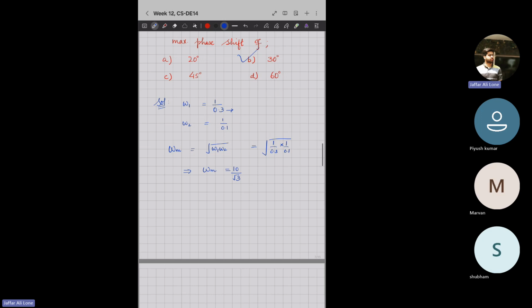Then my phi m, which is the maximum phase lead provided by this compensator, is tan inverse of 0.3 into omega m minus tan inverse of 0.1 into omega m, right? Which is basically equal to tan inverse of root 3 minus tan inverse of 1 by root 3, which is equal to 30 degrees. Very simple.